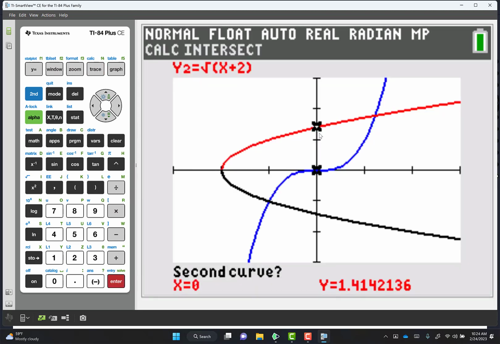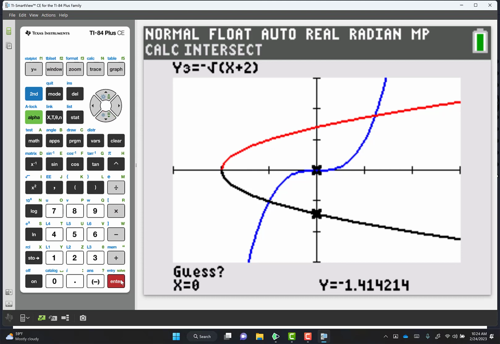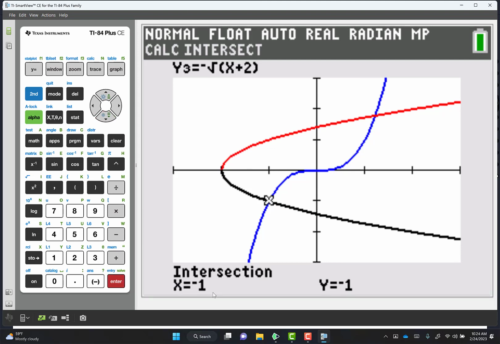And I notice it goes to the red one. I don't want the red one, so I push down. I want that black one, enter. And then it says guess, nope. And sure enough, it is -1, -1. So remember that that's -1, -1. Are we okay?